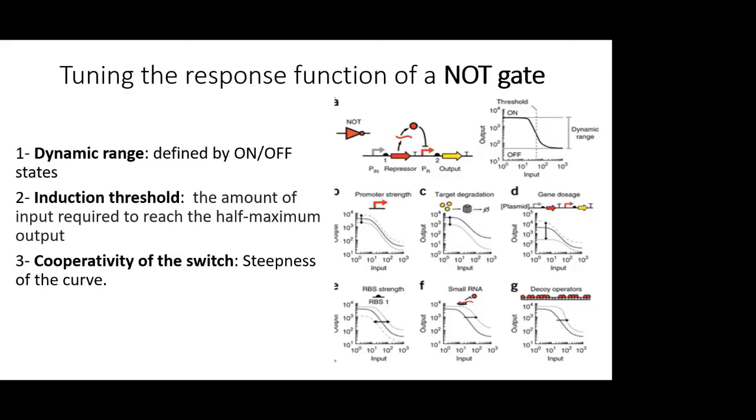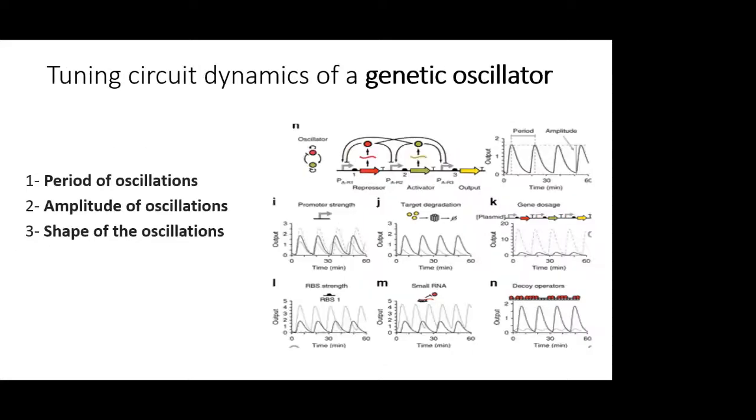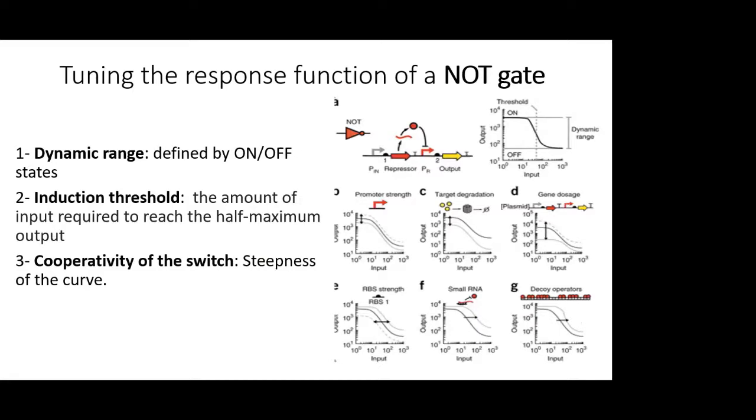Also, you can shift the dynamic range, or shift the response function up and down, by changing the copy number of your regulator, and also by changing the protein degradation, the target degradation rate. Also, for changing the threshold, you can, for example, change the ribosome binding site. This is very useful because when connecting logic gates, you need to adjust the induction threshold of each gate so that the signals match.